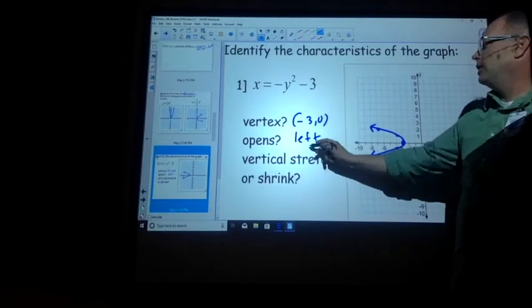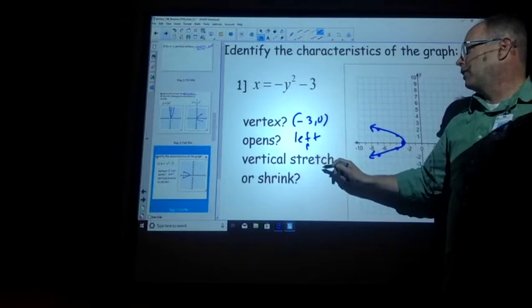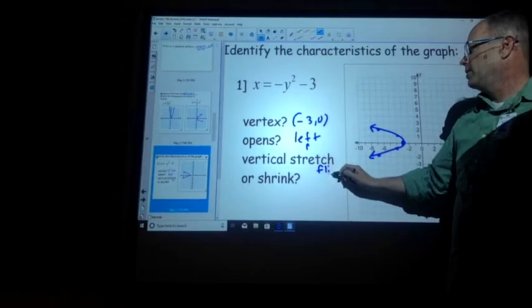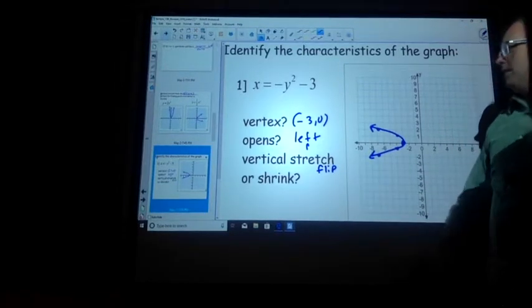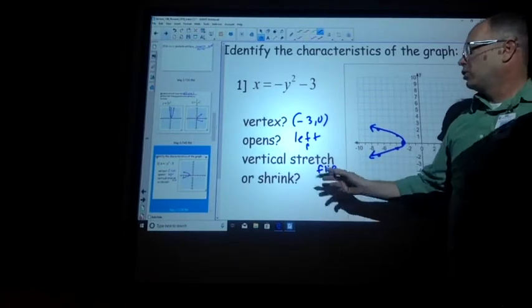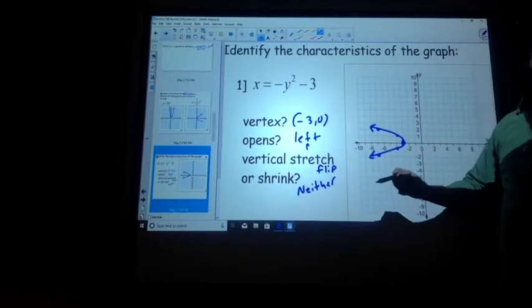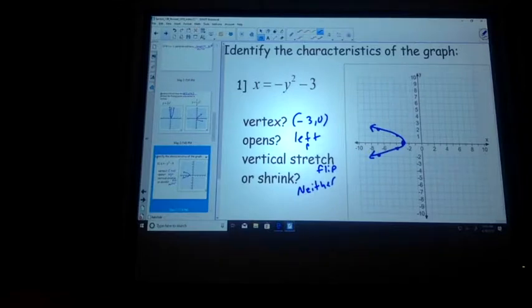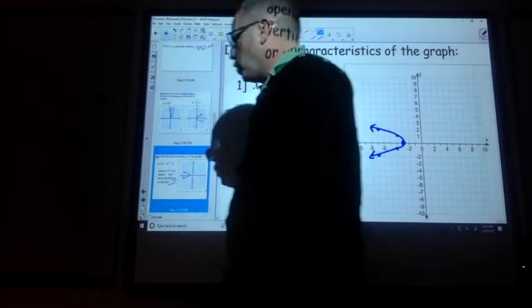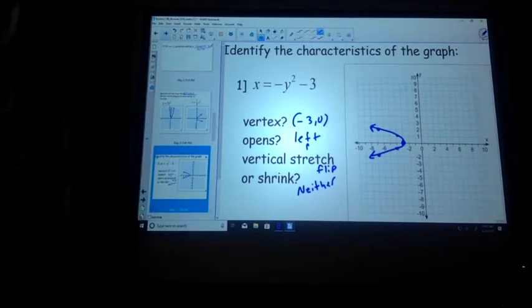Vertical stretch, well, the vertical stretch is just a flip. So does it stretch or shrink? It does neither, it just flips. How would we know if it was a stretch? We would have a whole number, we'd have -3 or -5 in front of the y. For a stretch, we'd have -0.5 for a shrink if it didn't. Moving on.